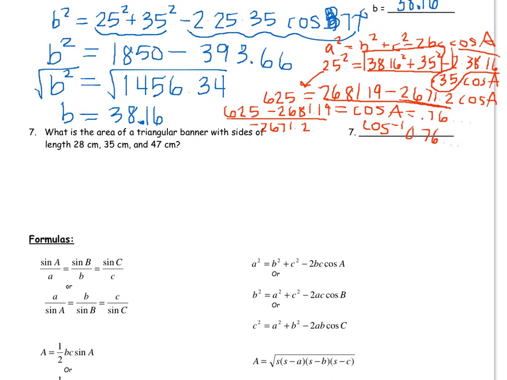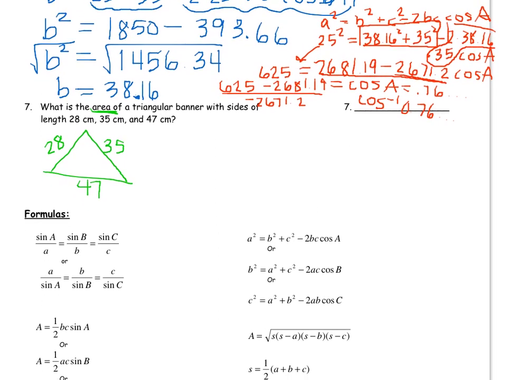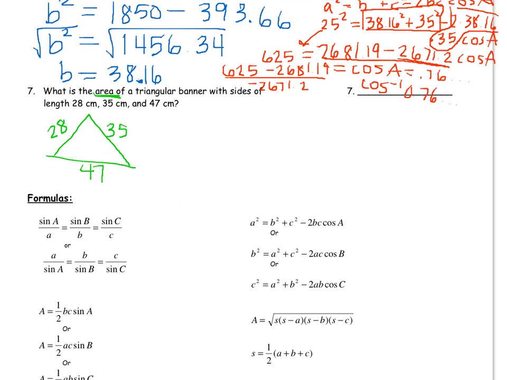Let's do number 7 here. It's our last problem. It says, what's the area of a triangular banner with sides of length 28, 35, and 47? All right, so I'm looking for the area. What is the area? And I've got 3 sides. As soon as you see area with 3 sides, you're going to be looking at this formula. So we need to find S first.